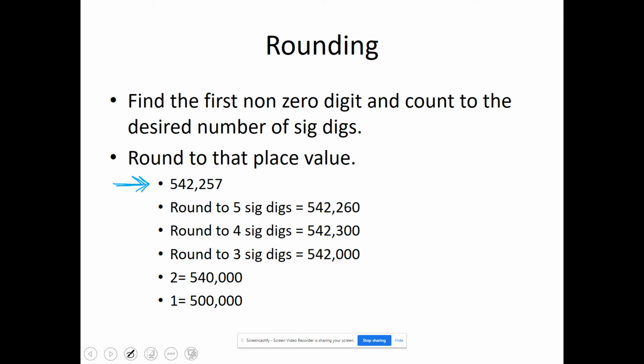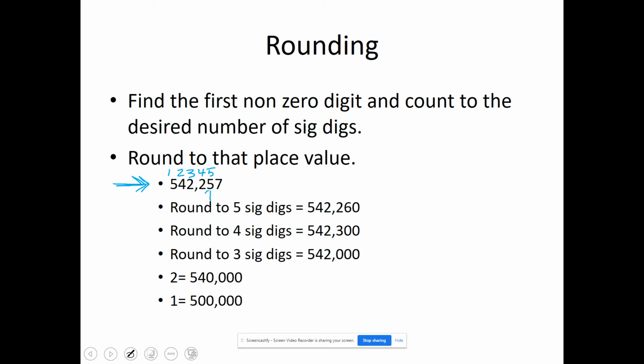So if we want to round it to 5 sig digs, you take your starting number and find the first one that counts, which is there. And then 1, 2, 3, 4, 5. So we've got to round it to the 5th sig dig, which is right here.